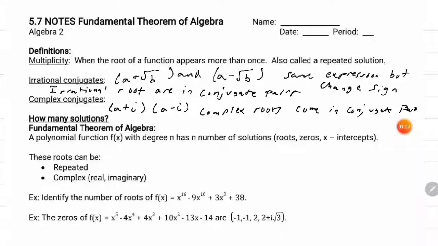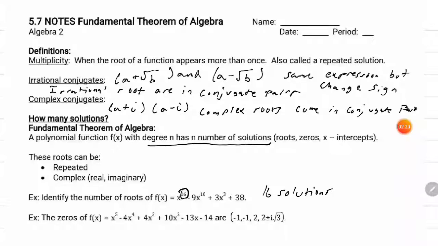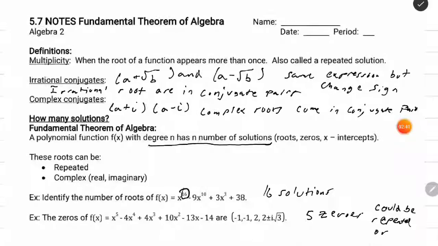So the fundamental theorem of algebra says a polynomial function with degree n has n number of solutions. So if we have an x to the fifth, there'll be 5 solutions. So for example, x to the 16 minus 9x to the 10th plus 3x to the third plus 38 has 16 solutions. And then our next example has 5 zeros, and they could be repeated.